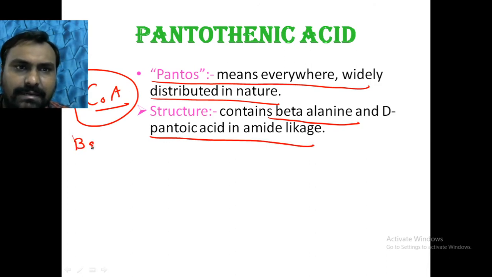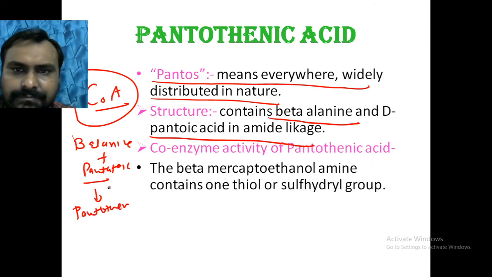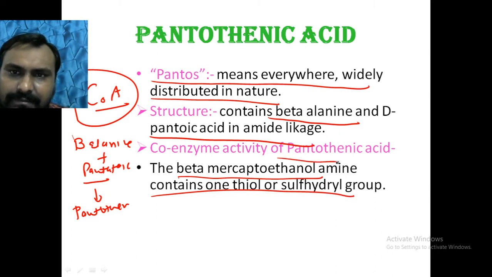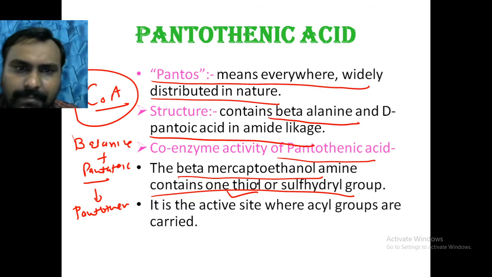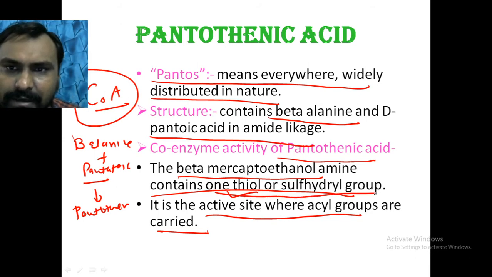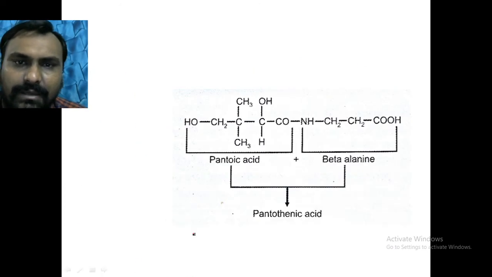So beta alanine plus pantoic acid will form the pantothenic acid, right? Now the beta mercaptoethanolamine contains the thiol group. So when the mercaptoethanolamine is added to pantothenic acid, it will form coenzyme A. This is the active site where acyl groups are carried. The thiol or sulfhydryl group of the beta mercaptoethanolamine contains the active site where acetyl CoA is received.